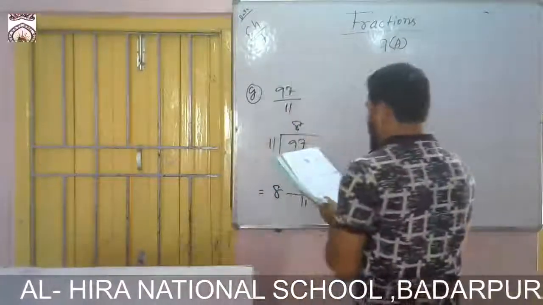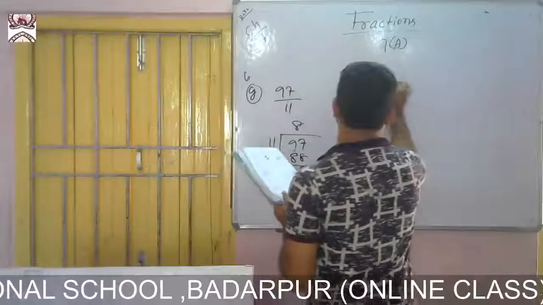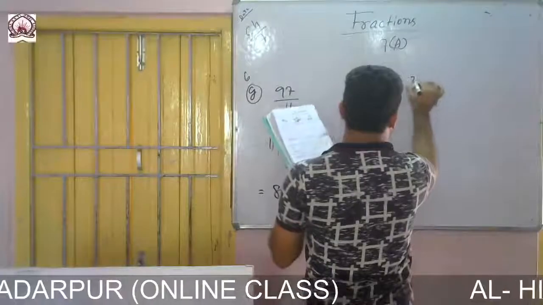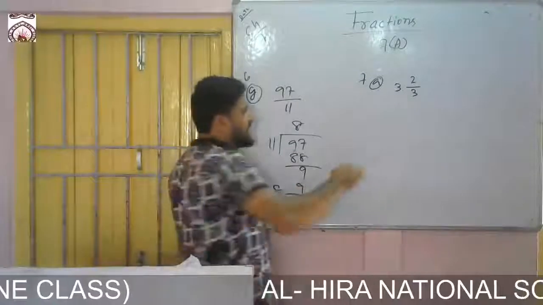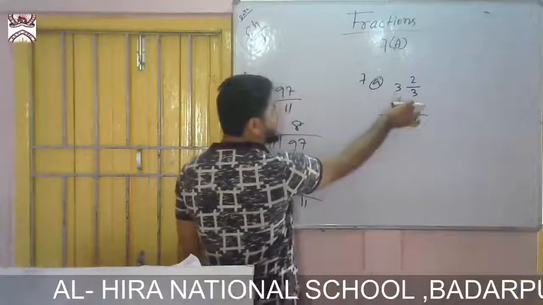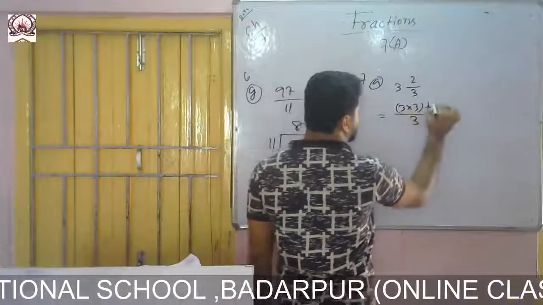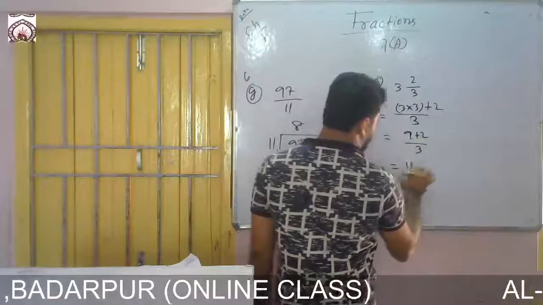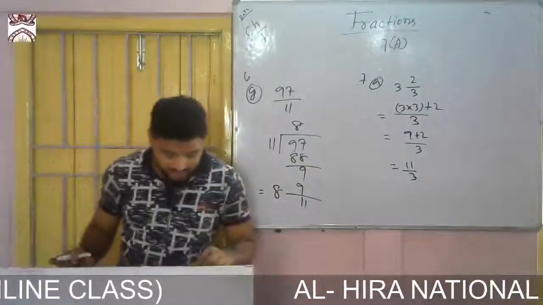Change into what? Improper fraction. So 3 and 2 by 3. How to change into an improper fraction? First, you write the denominator as the denominator. Then you multiply these two, then add these two. So 3 into 3, then plus 2. 3 threes are 9 plus 2 by 3. It is 11 by 3. So that is the method. Okay, 11 by 3.